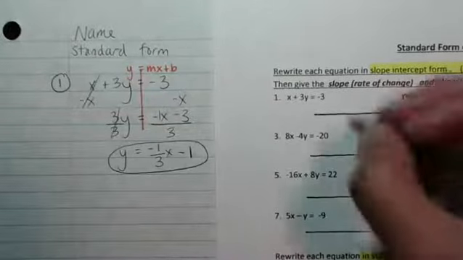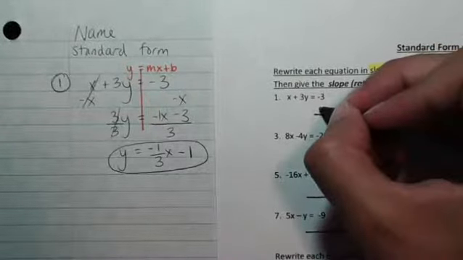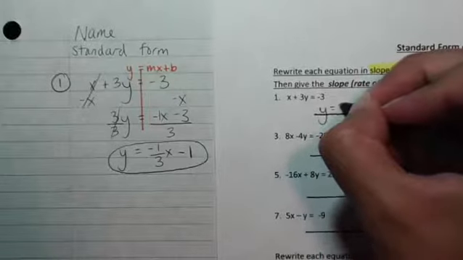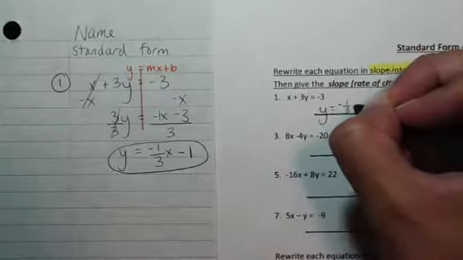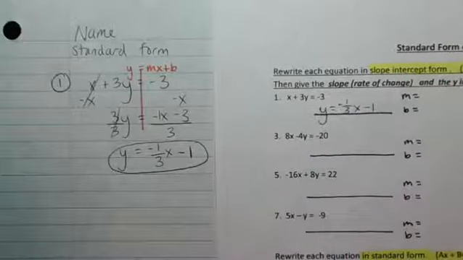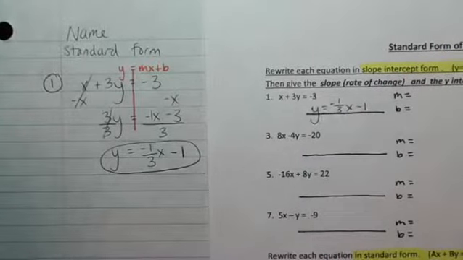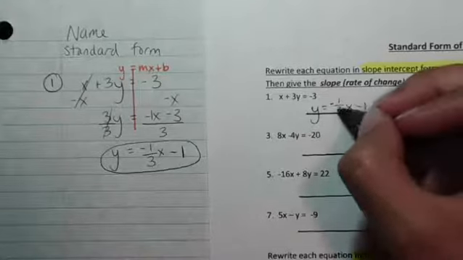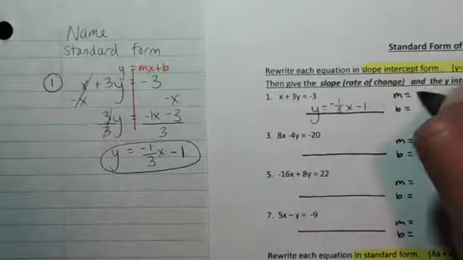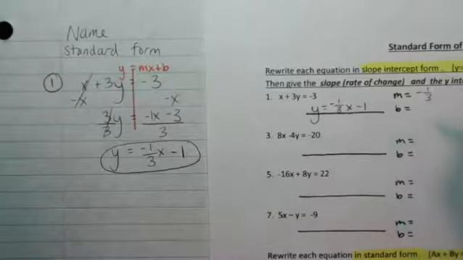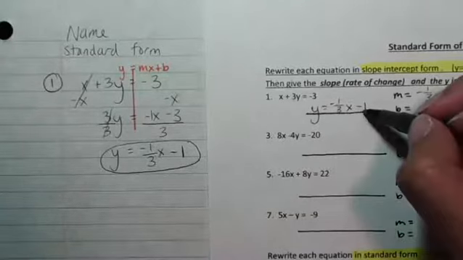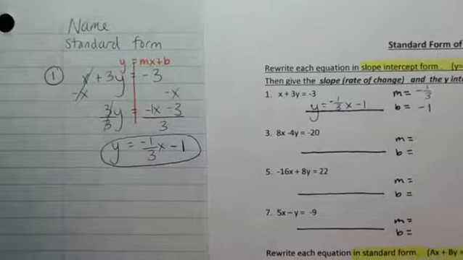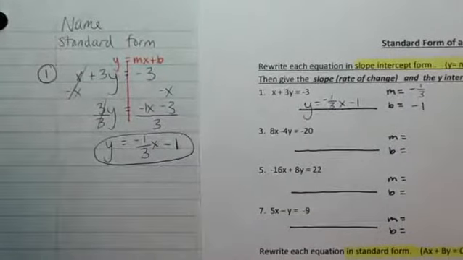And then off to number 1, I'm going to write down the equation that I get in slope-intercept form, which is y is equal to -1/3 x minus 1. And then I also have to identify the slope and the y-intercept. So from this equation, okay, my slope here is the m, which is -1/3. And my y-intercept here is -1. Okay, so you're doing that for 1 through 8.